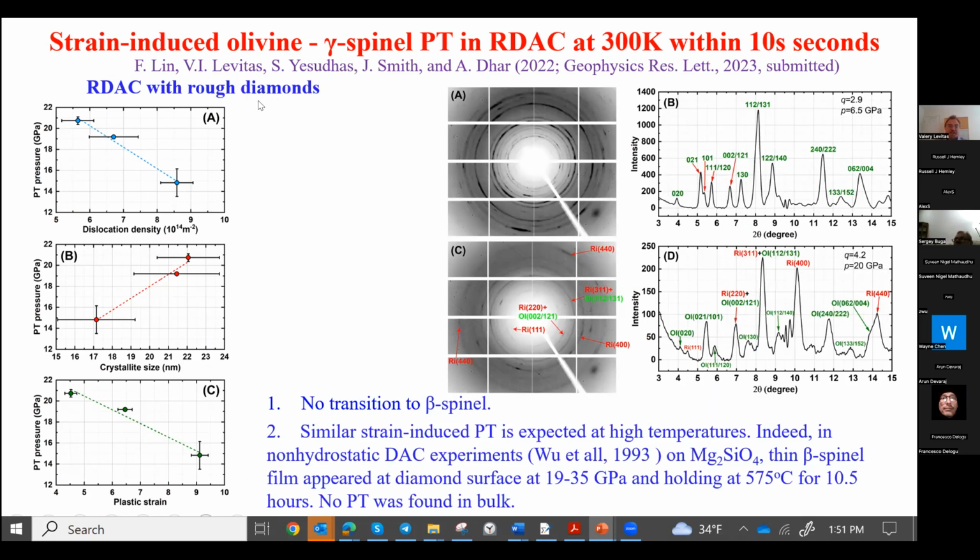And we obtain, in rotational diamond anvil cell with rough diamonds, plastic strain-induced phase transition within 10 seconds, and at pressure as low as 15 GPa. So it's a proper range. And we found first rules for this phase transition: that phase transformation pressure reduces linearly with increasing plastic strain and corresponding increase in dislocation density and reduction in crystallite size. Phase transition occurs directly to gamma spinel without beta spinel.